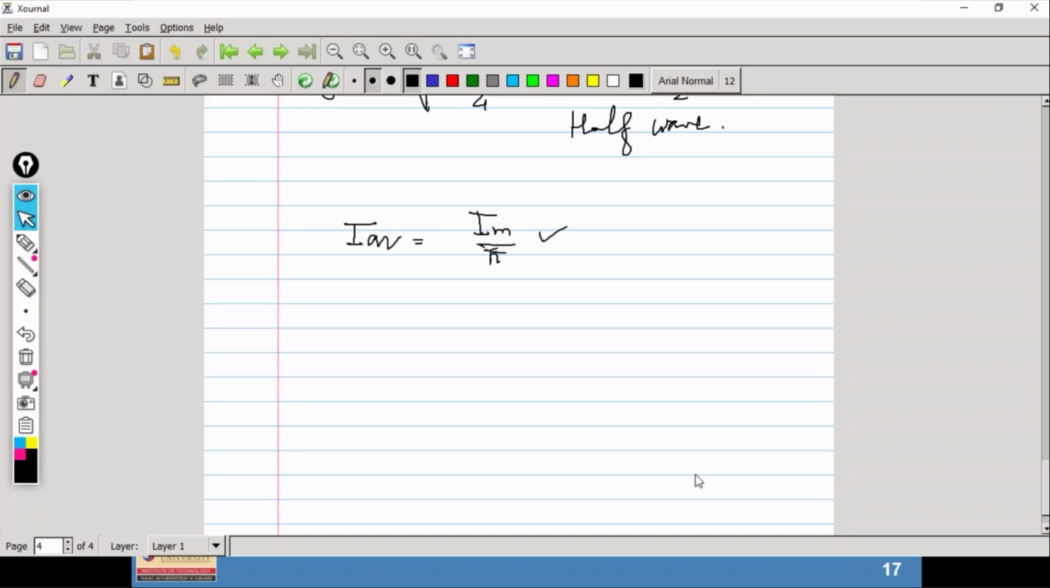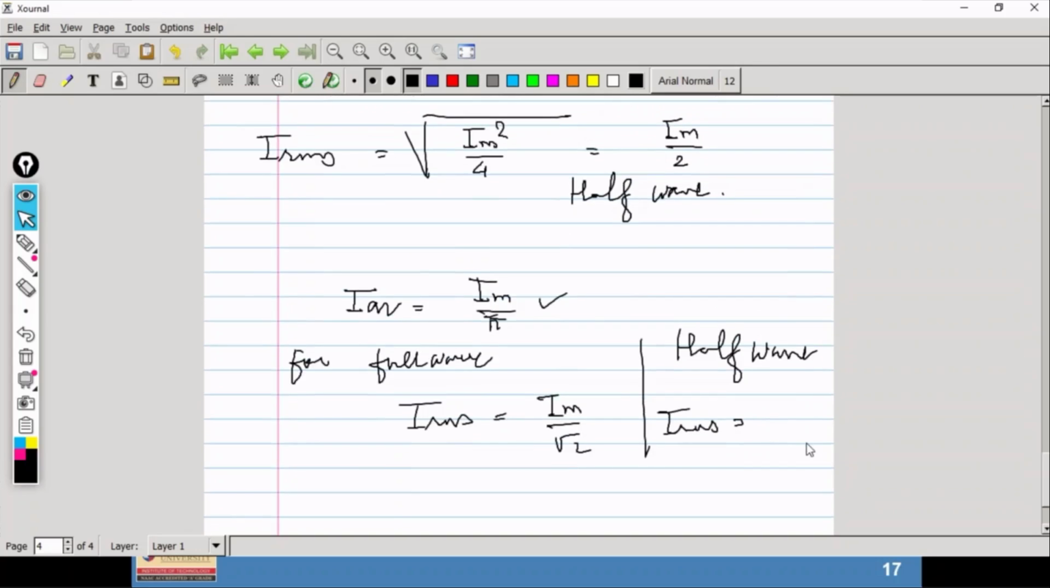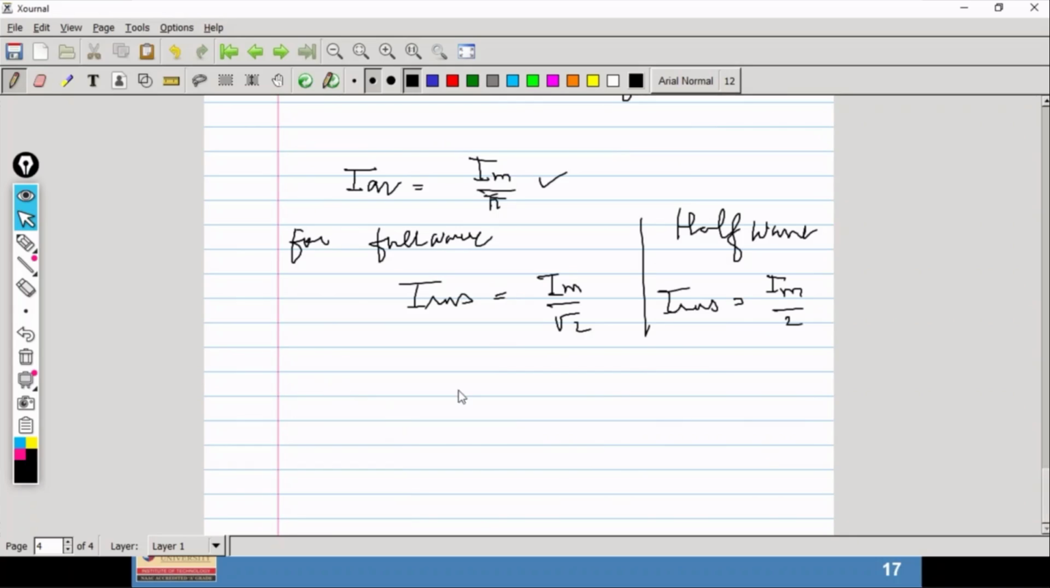Okay. So here today we have studied 4 different equations. For full wave, IRMS is equal to Im by root 2. Fine. And for half wave, IRMS is equal to how much? Im by 2. And similarly, for full wave, I average is Im.